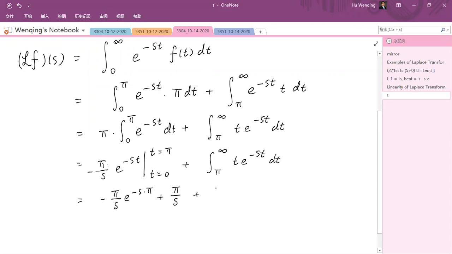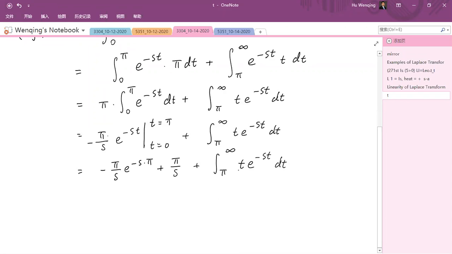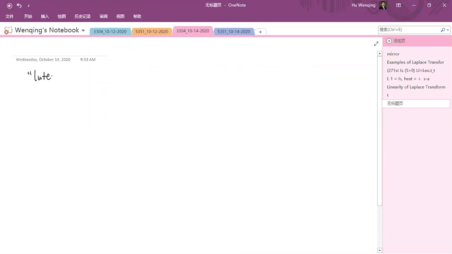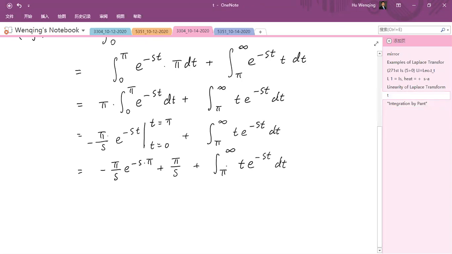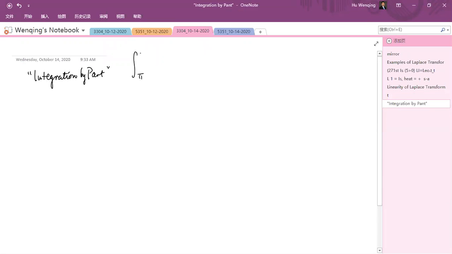Now the second part of this integral is the integral from pi to infinity of t e power minus s t dt. So what's that integral? Well, it's a t multiplied by an exponential function. So it reminds you of this very important method in calculus that we learned, called integration by parts. So integration by parts is going to give you the integral of this term, the integral from pi to infinity of t e power minus s t dt.